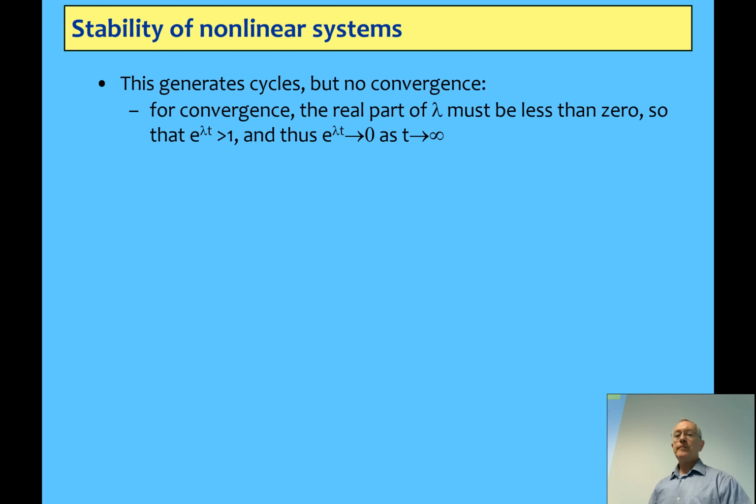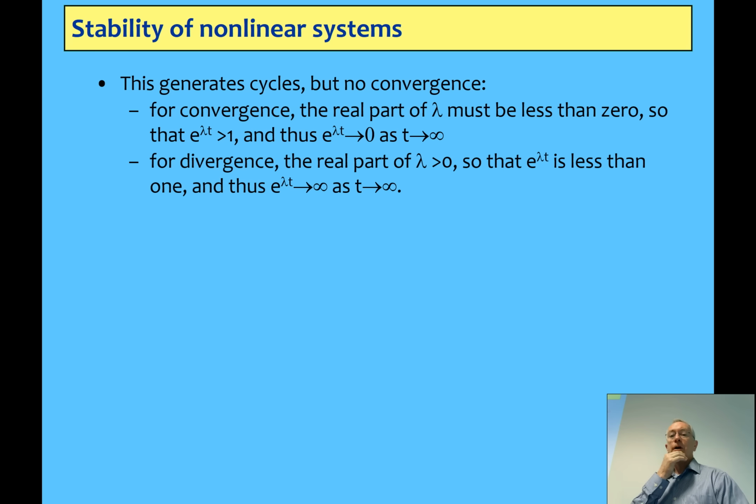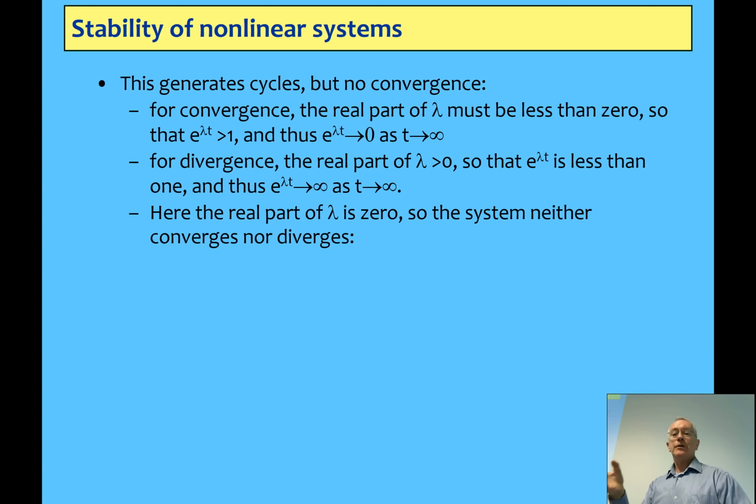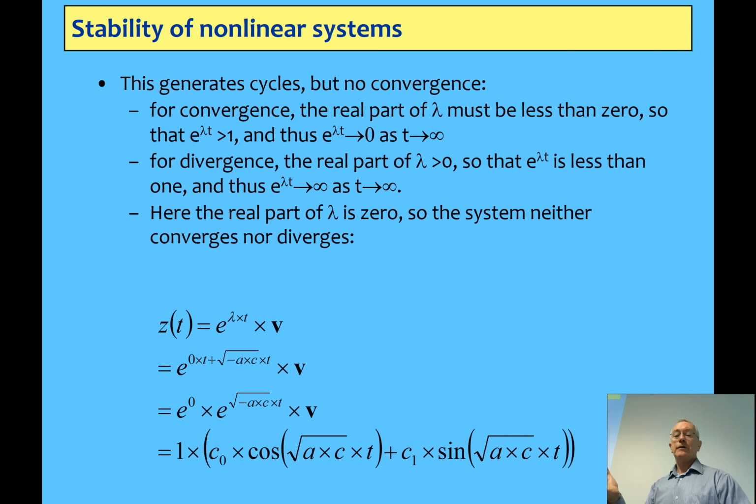So if you're going to get convergence, that real part has to be less than 0. And therefore e to the lambda times t will go towards zero, because it's going towards minus infinity as time goes on, so you converge to the equilibrium. If the real part is greater than zero, then you get moved away from it. Here the real part is zero, so it neither converges nor diverges.